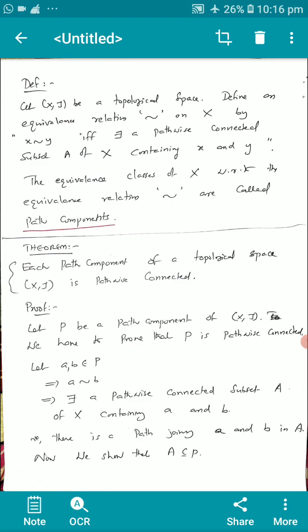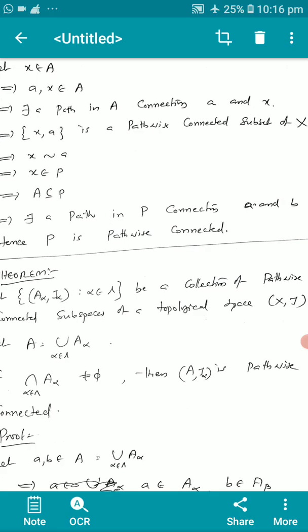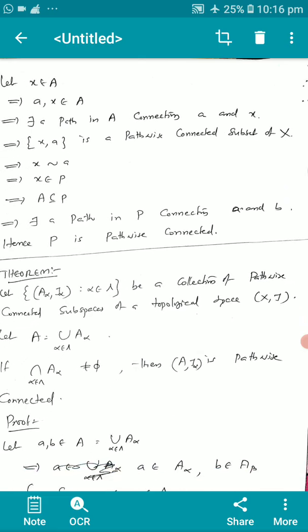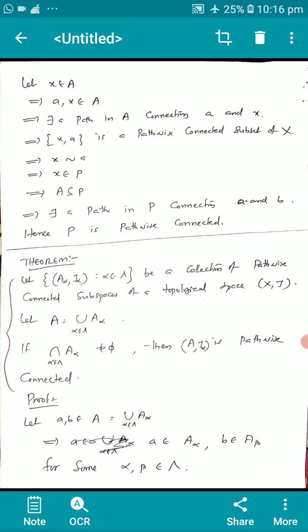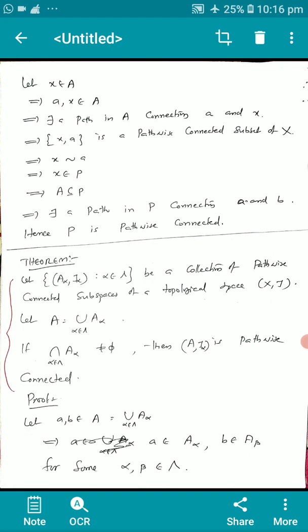We show that A is a subset of or equal to P. Taking an element x in A, so that now a and x are in A. This implies there is a path in A connecting a and x. So A is a pathwise connected subset of X, so x tilde a. That means x is an element of P, so A is a subset of or equal to P, because I have taken x in A and that x is in P. This implies there is a path in P connecting a and b. That means P is pathwise connected.